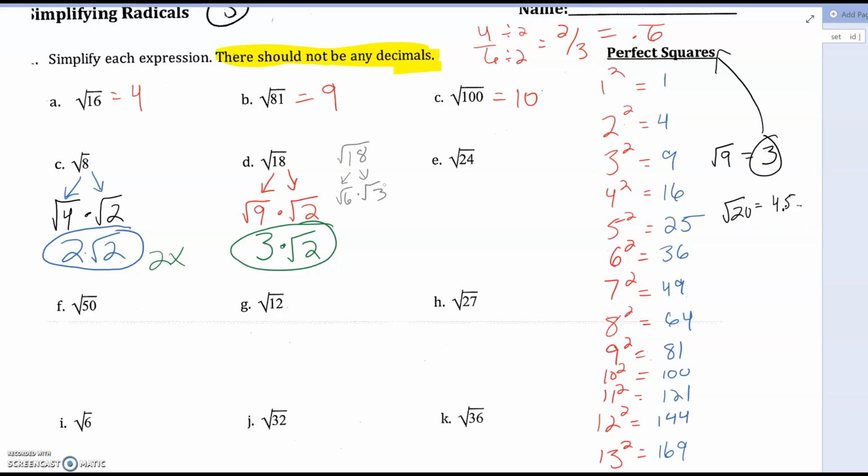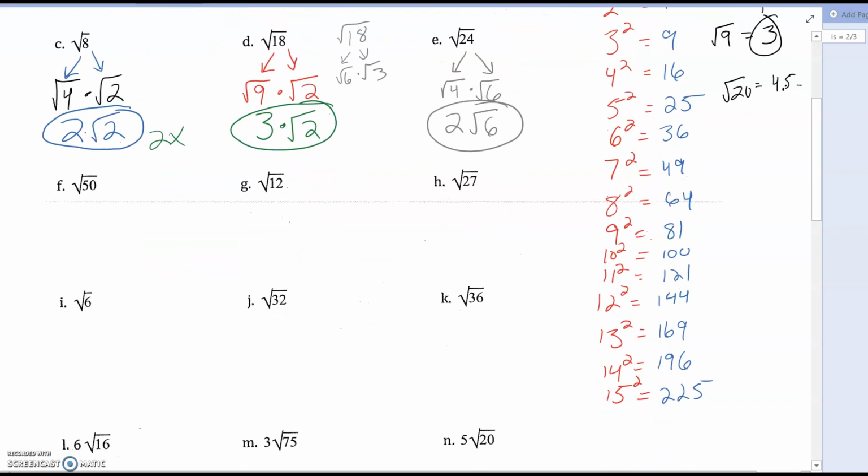All right, so if I look at letter E, I could break this apart into, well, let's see here. 16, can't do 16 times anything. Well, 25 is too big. 9, no. 4. I can multiply 4 times 6. Some of you guys, with your multiplication facts, you may have to use your calculator quite a bit and just start dividing some of these out. Okay, the square root of 4 is 2, and then I'm left with the square root of 6.